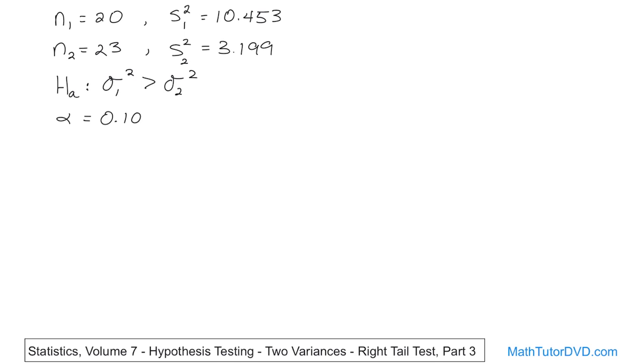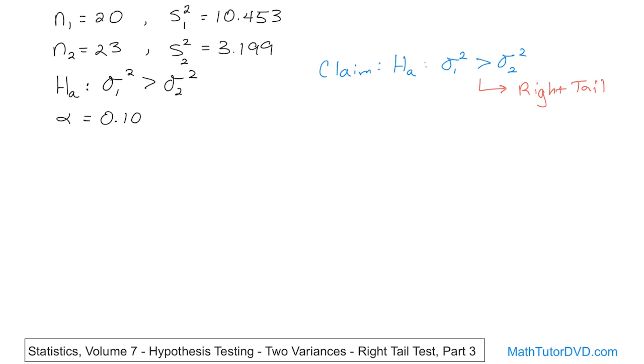So to crank through this stuff, the first thing you need to do is write down the claim. The claim was already given to you. The claim was that the alternate hypothesis is that sigma 1 squared, the variance from population 1, was greater than the variance of population 2. It doesn't matter what we're talking about, but it's greater. And because the claim has a right arrow, we know it's a right tail test.